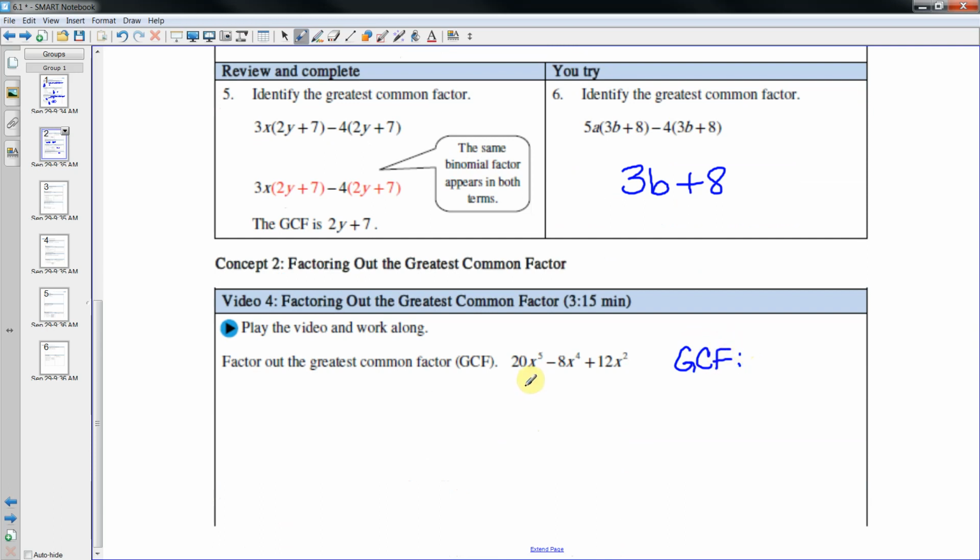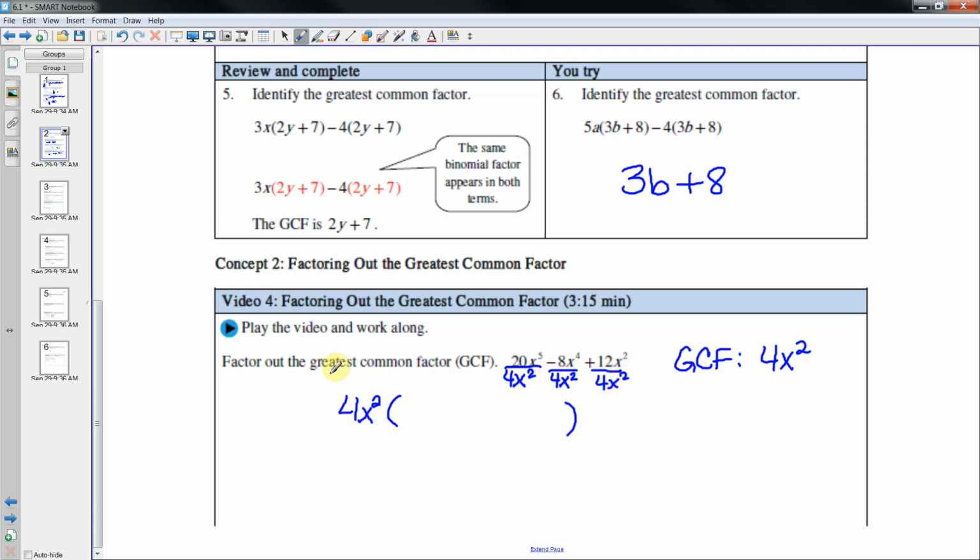So if I'm looking at 20x to the 5th minus 8x to the 4th plus 12x squared, we did this one on the other page, and we found that the GCF was 4x squared. To factor out the greatest common factor, the 4x squared, we are dividing it out of each term. So I'm going to write it under each term: 4x squared, 4x squared, 4x squared.